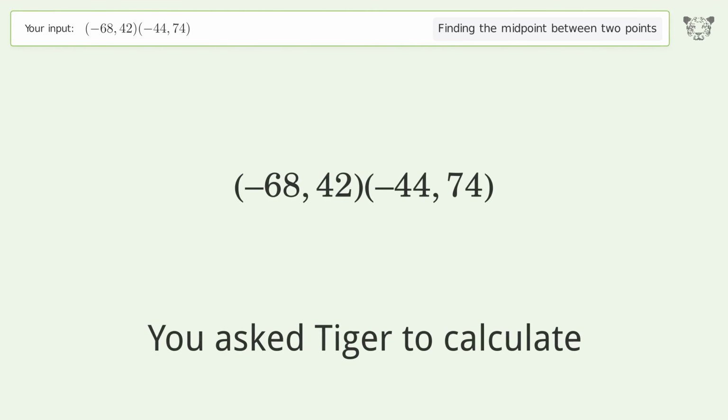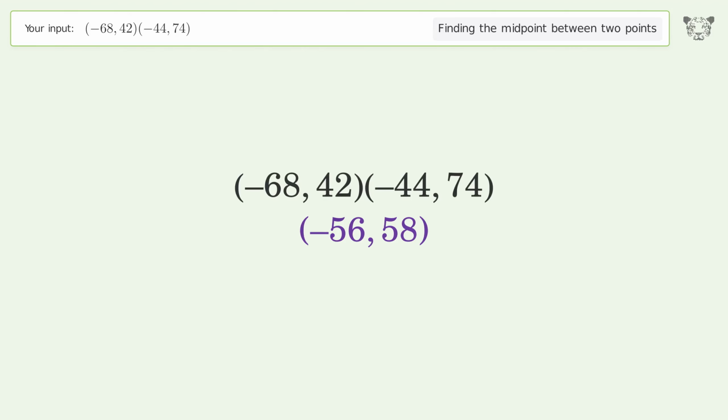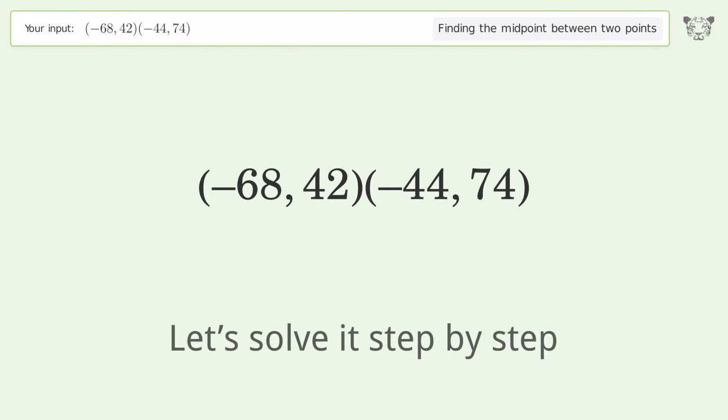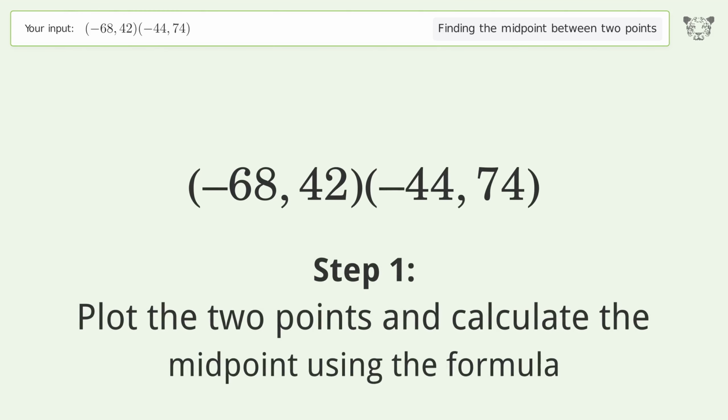You ask Tiger to calculate. This deals with finding the midpoint between 2 points. The midpoint between the 2 points is negative 56, 58. Let's solve it step by step. Plot the 2 points and calculate the midpoint using the formula.